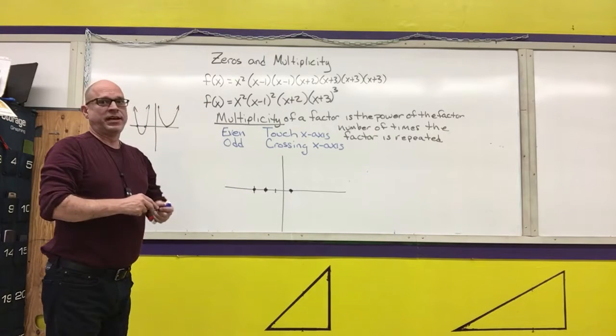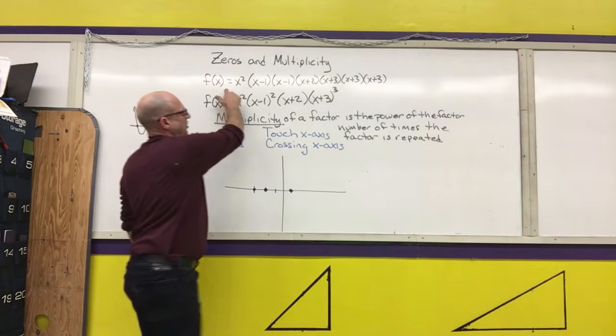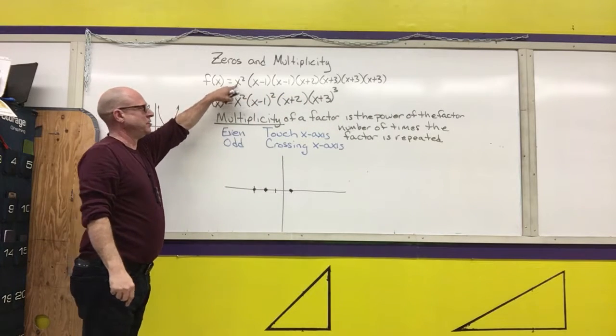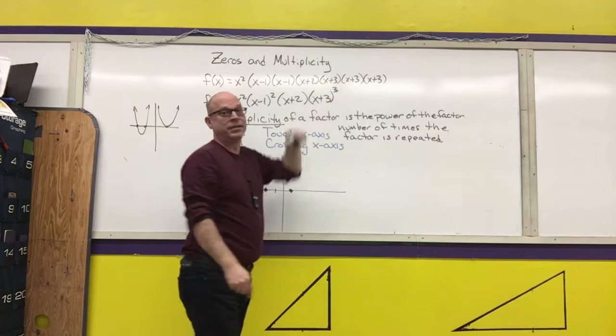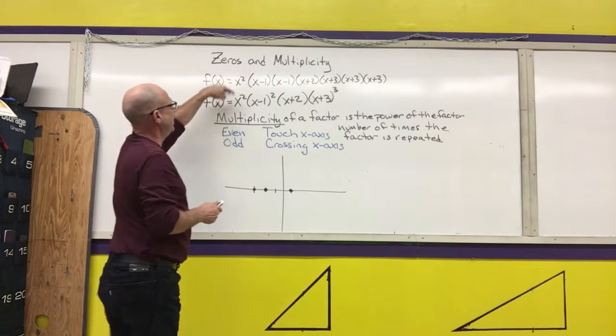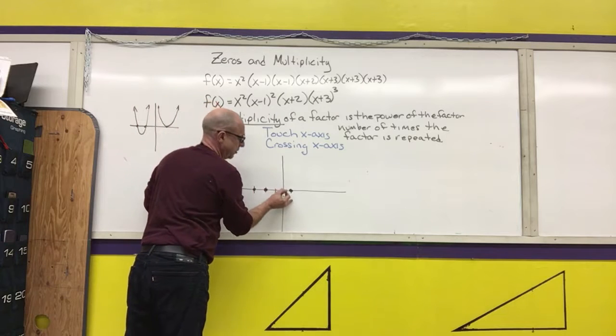I can also identify the y-intercept easily by putting a 0 in for all of these x's. Well, if I put a 0 in for this x, a 0 times anything is 0. So I have a y-intercept at 0.